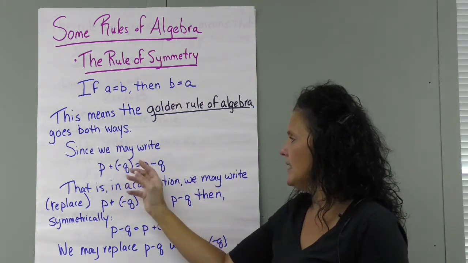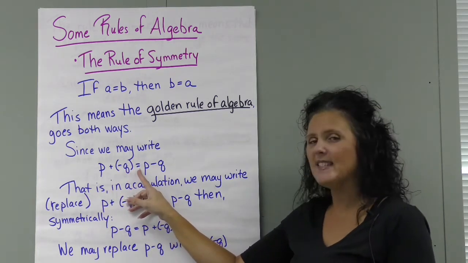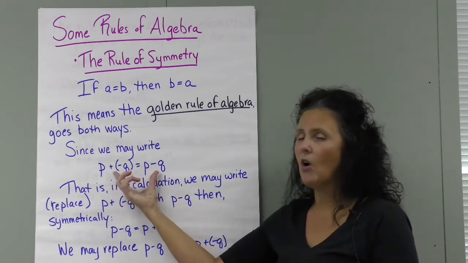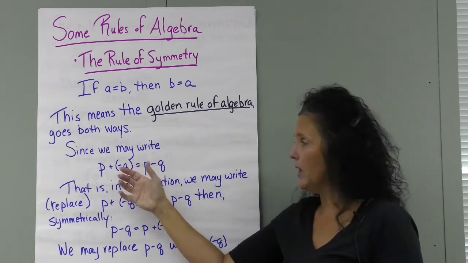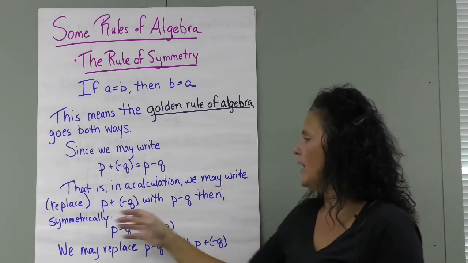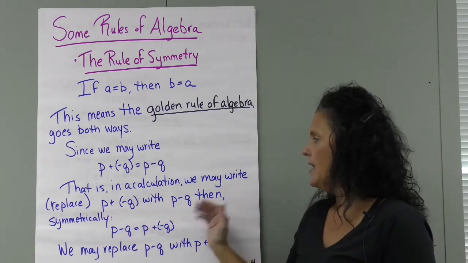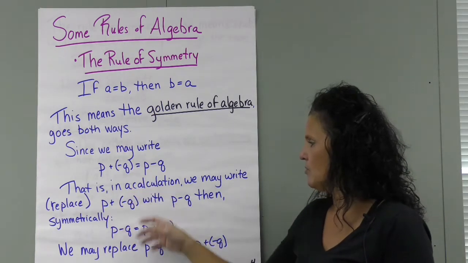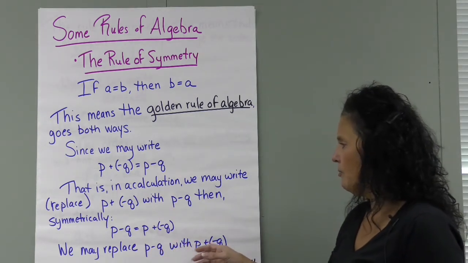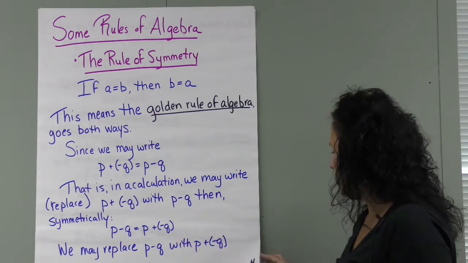So we can write this, we have P plus negative Q is also saying the same thing as P minus Q. Those are the same. Those things are equal, right? Symmetry. We're looking at the same. So that is, in a calculation, we can write or replace P plus negative Q with P minus Q. Now it's symmetrical, just like it was right here. And then we can also replace P minus Q with P plus negative Q. Those two things are the same. We can move them on either side of the equal sign.